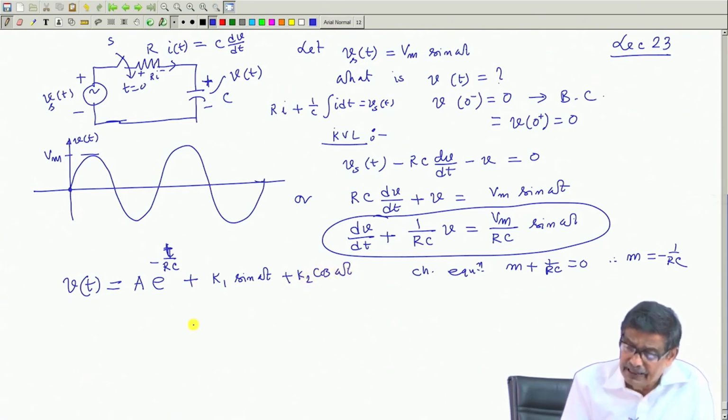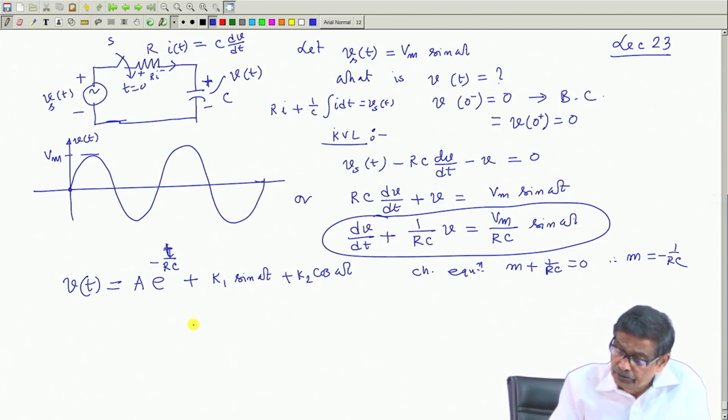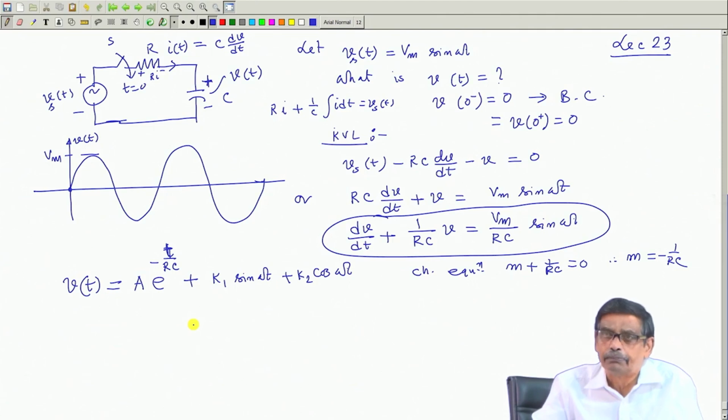Got the point? In the same way as I did when finding current in an RL circuit. So, this is the nature of the solution, and if you have understood this expression, your only job left is k1, k2 and A. You have almost solved 70% of the problem the moment you write this.